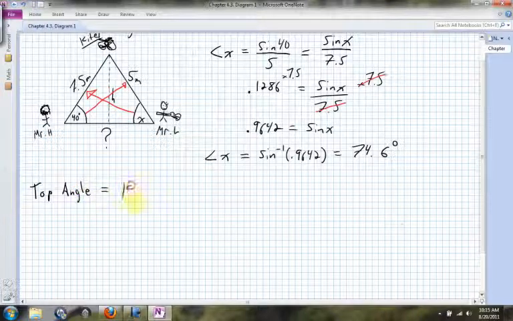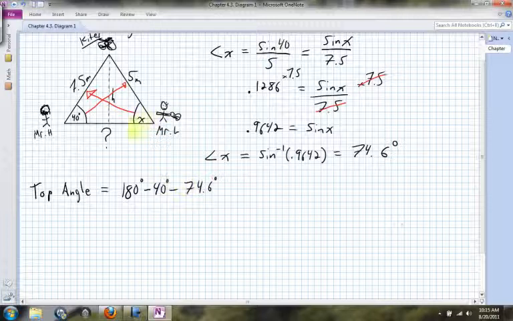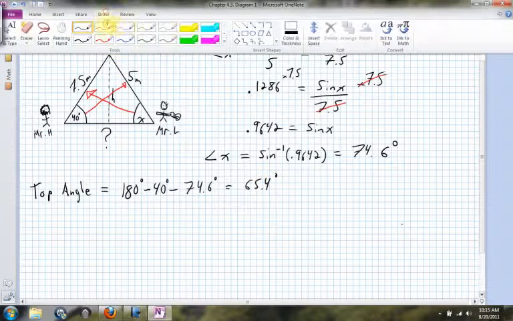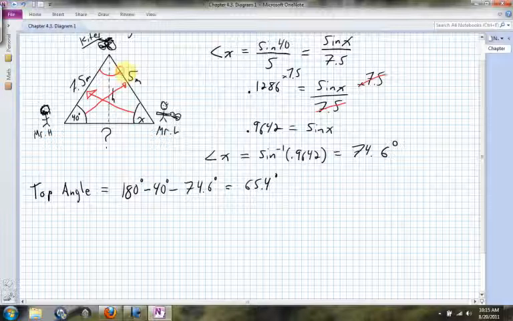Now that I have that, for the top angle I have to take 180, which we've seen before is the entire triangle, all the angles. I have to subtract off my 40 degrees, the bottom left. Then I have to subtract off 74.6 degrees, the bottom right. And that leaves me with 65.4 degrees. And that is the top angle right at the very top.